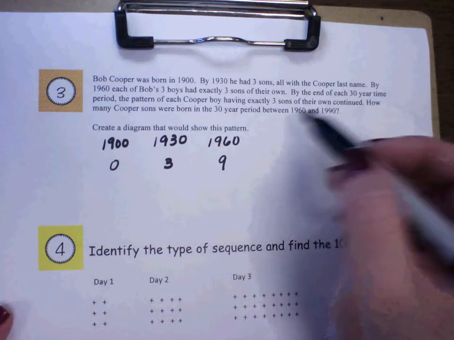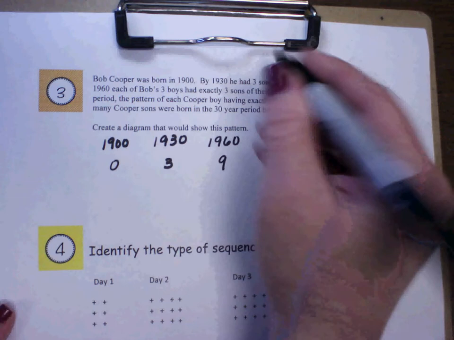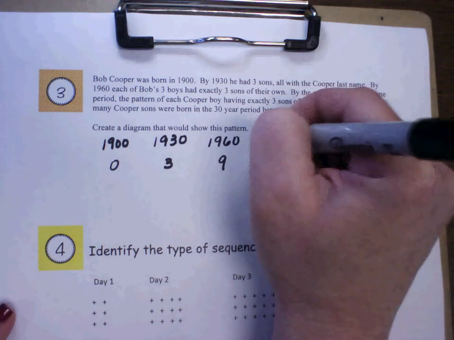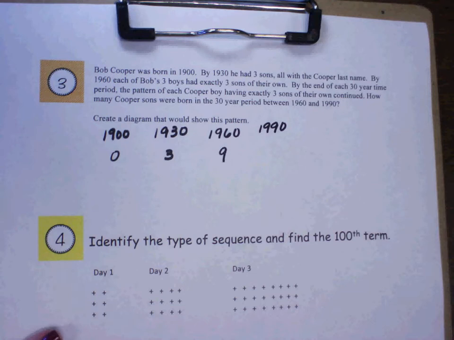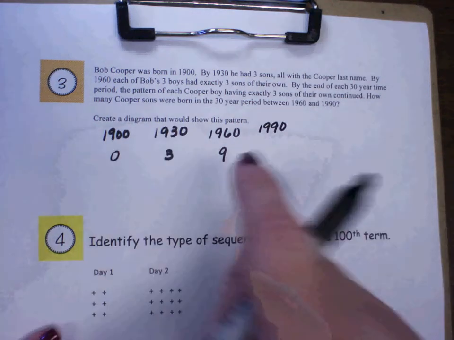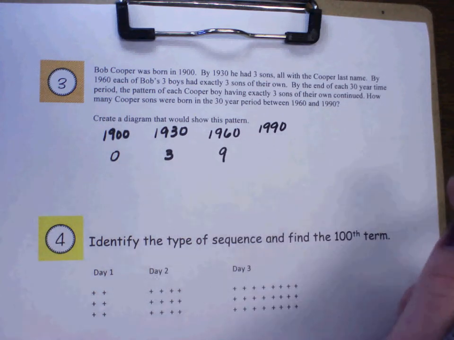How many Cooper sons were born in the 30-year period between 1960 and 1990? All right. So how many sons were born between 1960 and 1990? 27. Very good.